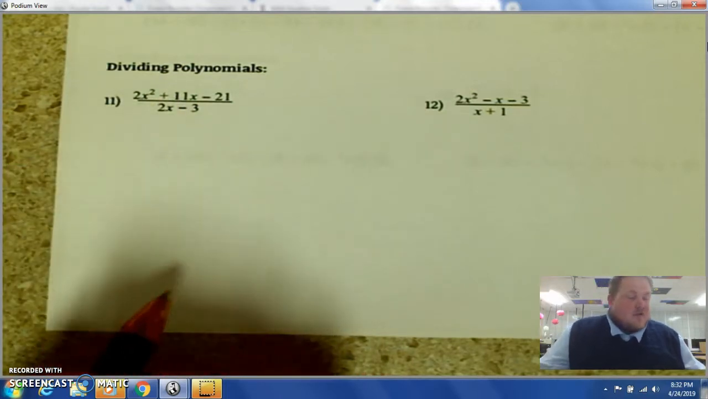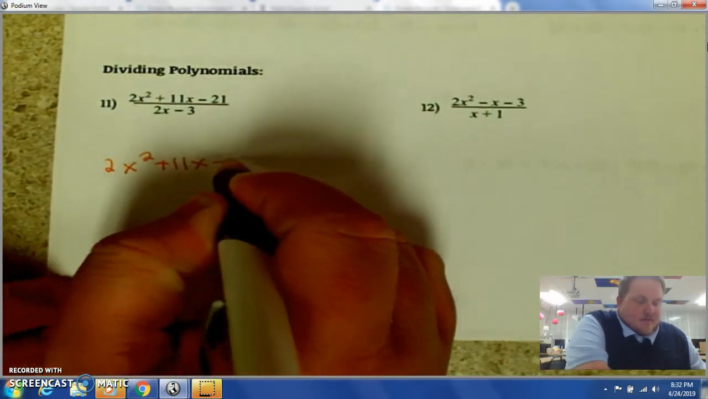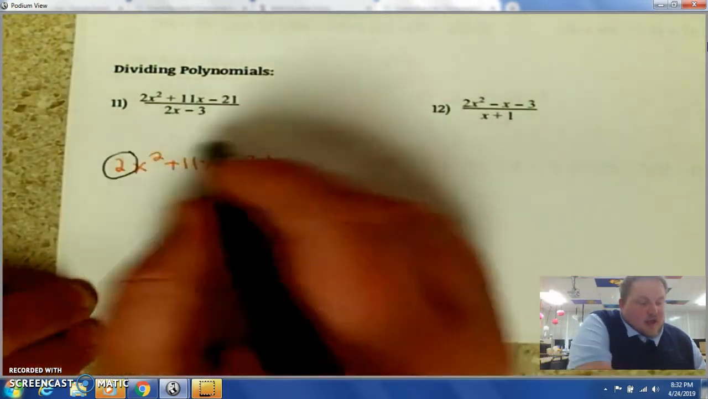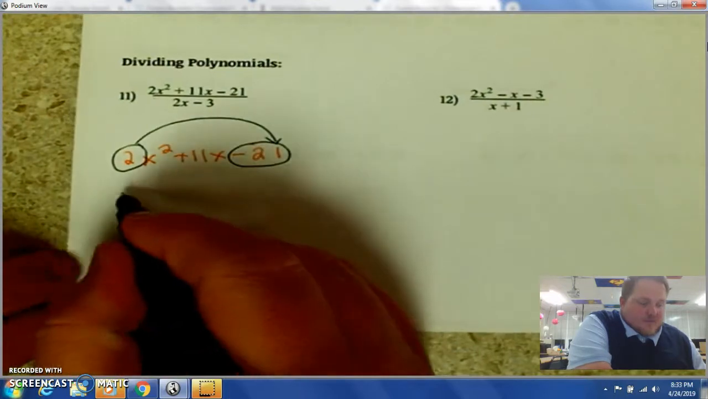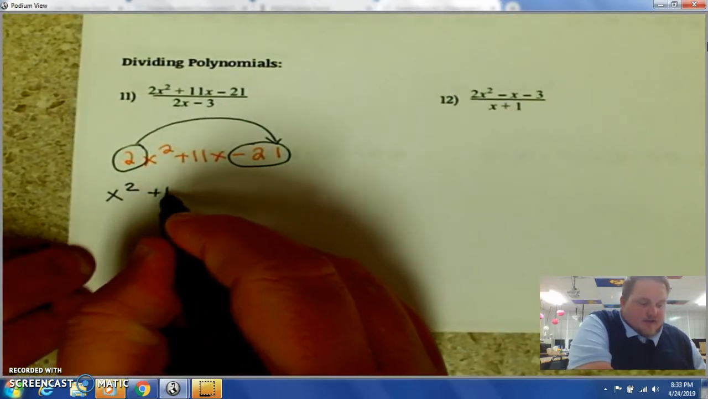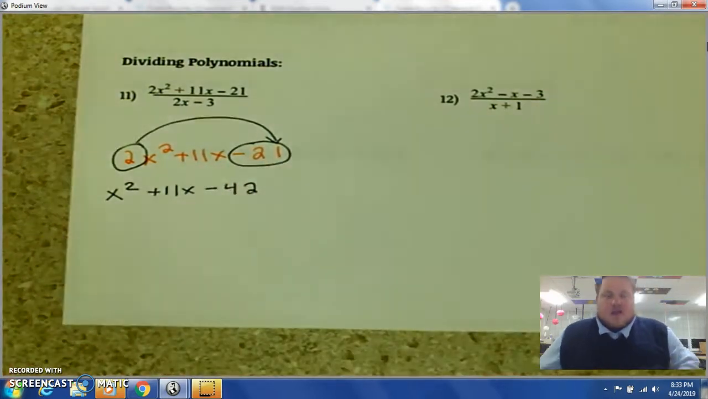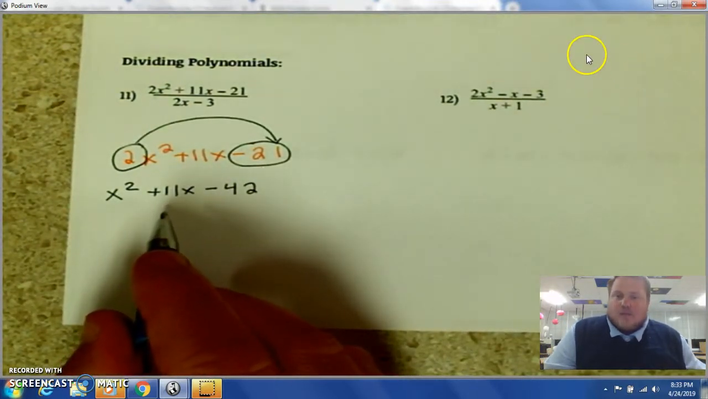The answer is no. So what we do in this situation, we're going to write 2x squared plus 11x minus 21. And you take that 2 that's in front of your x squared, and you multiply it by your last item, which is negative 21. So what you're going to get is x squared plus 11x minus 42. Okay? And now we have to think, what can I multiply together to get negative 42, but add to get 11?